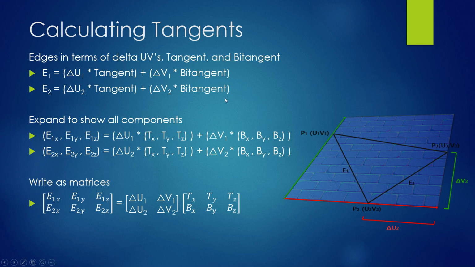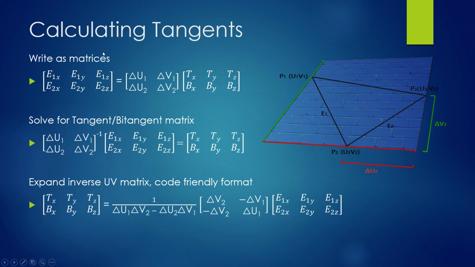So here I just rewrote the edge equation from the last slide up here, and I'm going to just go through the steps to show how we solve for the tangent and the bitangent. In this one I expand out the edge, the tangent, the bitangent to make it more visible. And here I just write it out as matrices. I'm not going to go through all the steps, but basically we can end up with this equation here with our matrices. We have our edge matrix, our delta UV matrix, and our tangent bitangent matrix. So here's that equation up here again, the top.